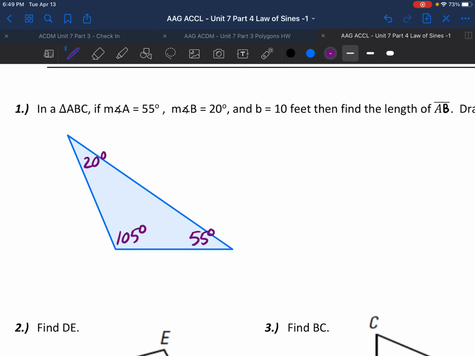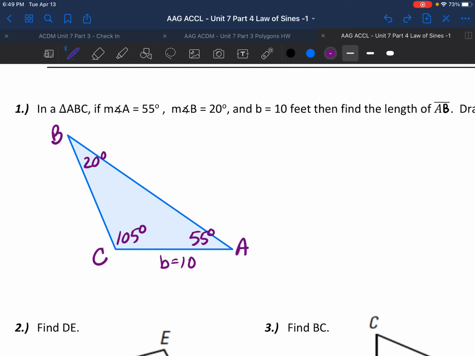According to my labels, this would have to be angle A, this would be B, and that would be C. They're giving us lowercase b. Lowercase b will be located straight across from capital B, or angle B. I'll even write b equals 10 this time, right? Usually I'll just write the number 10. Now, let's not forget, straight across from A will be lowercase a, and straight across from C will be lowercase c. We're going to need those variables in the law of sines.